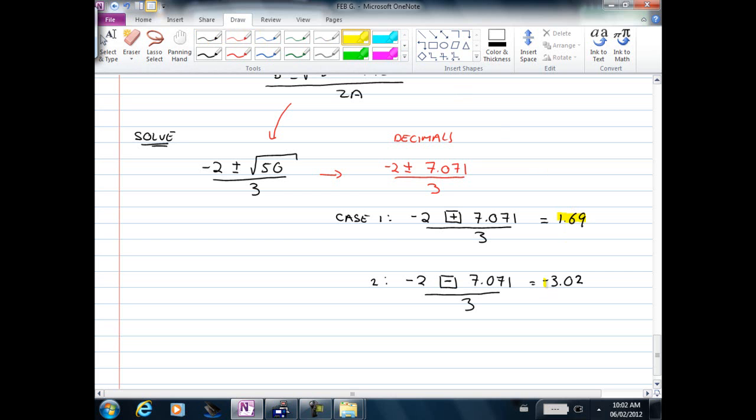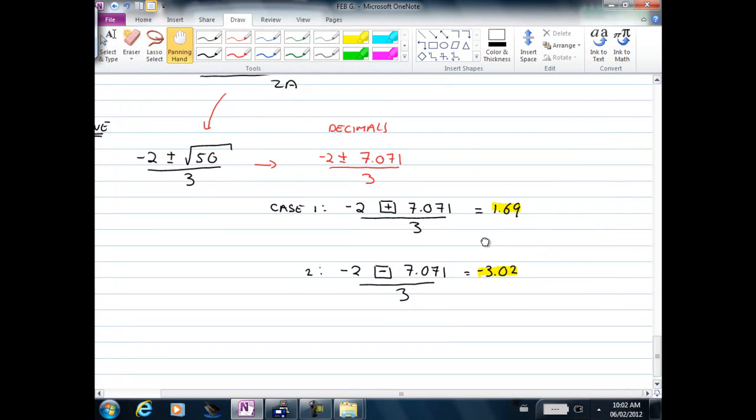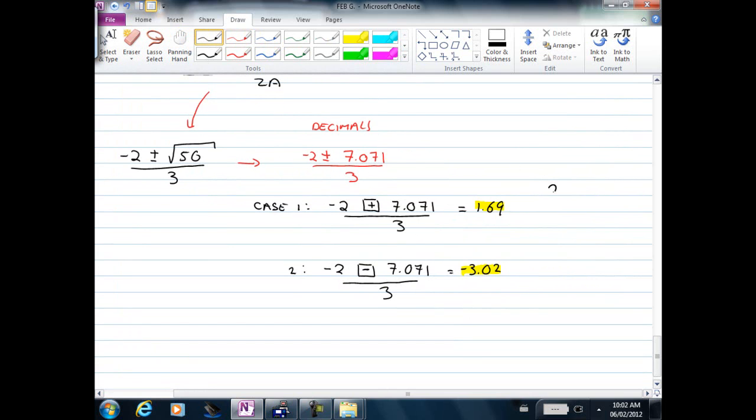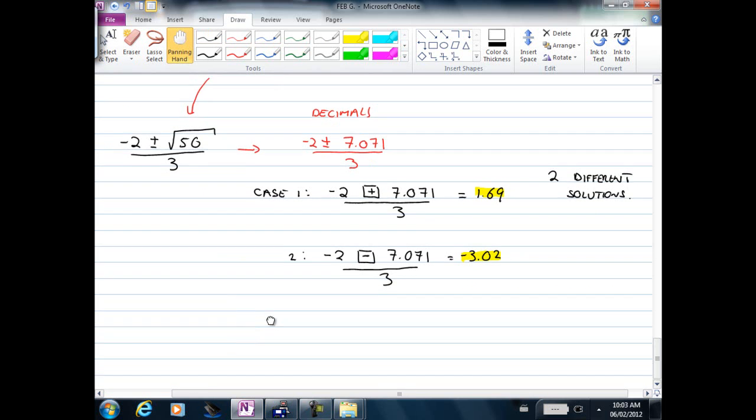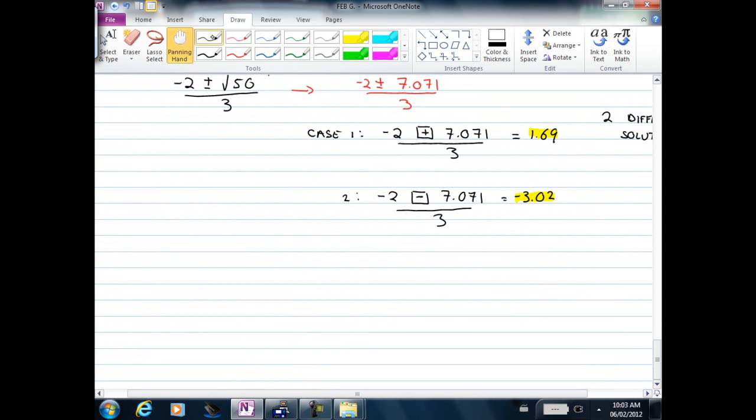This is simple. In this case, we're going to have 2 different solutions. What if I give you this question? I want you to solve. Let's say I work through it and I have -3 plus minus root 0 over 3. I want you to find all my answers.